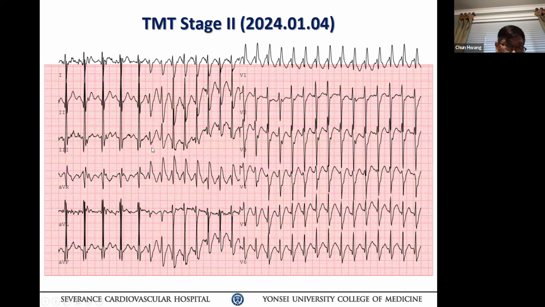This is a PVC from where? From the left ventricular septum, right? Because your lead 2 is almost isoelectric, biphasic, and aVF is also similar. But you see there's an R wave still, and then the terminal S is wide.